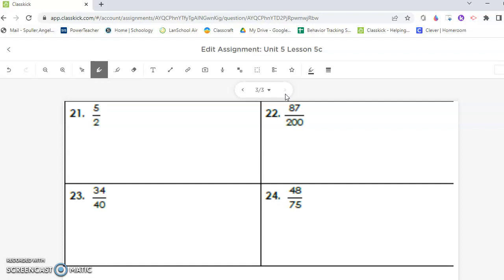All right, so this one was easy enough. We could easily see times 50, right? Because 2 halves make 100. All right, so this would be 250 over 100, so 250%.